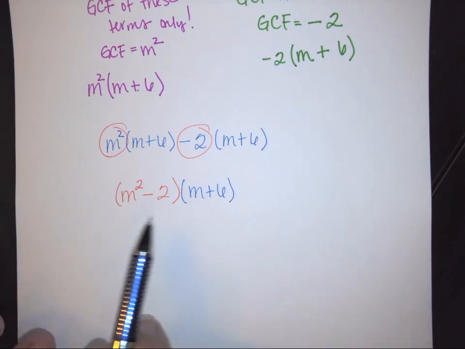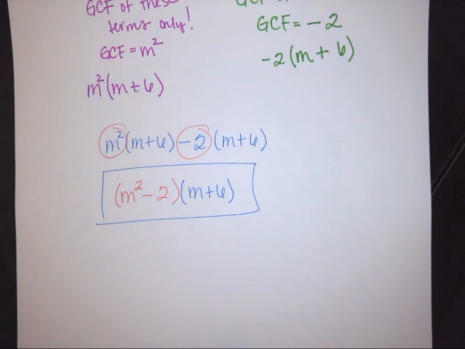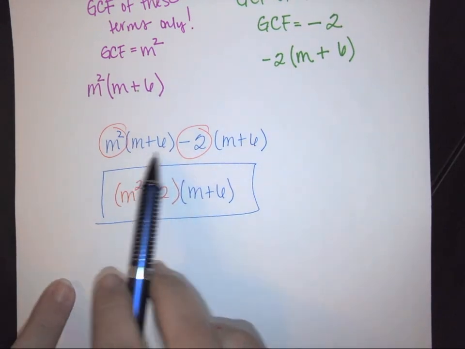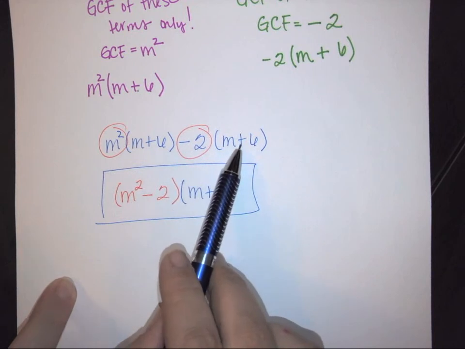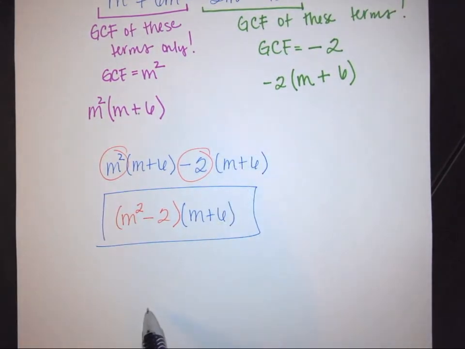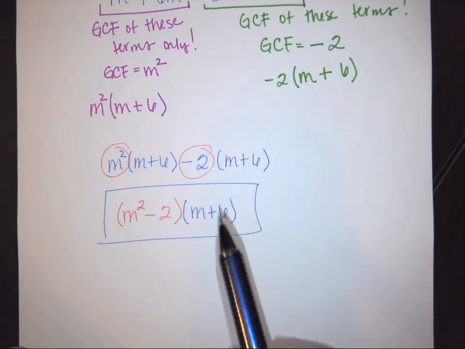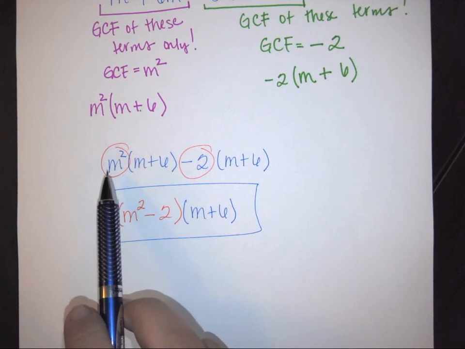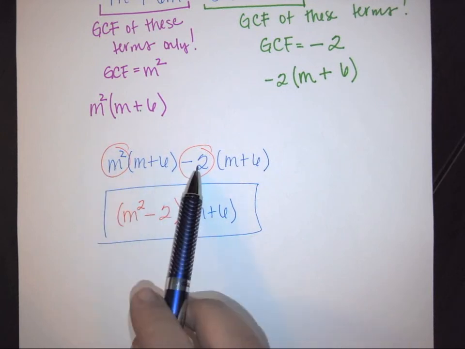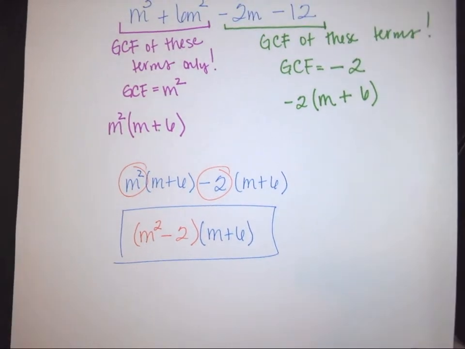Now notice I only wrote it once, and this ends up being your reduced factor. Do not write m plus 6 twice, because essentially what you did is we had pulled that out as a GCF. So again, what I always like to say is you're going to write your outer 2 terms together and then rewrite your factor only once. Okay.